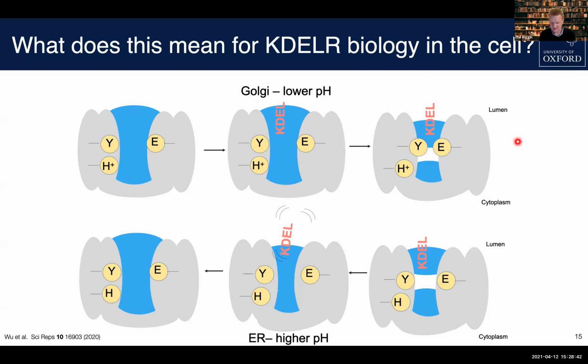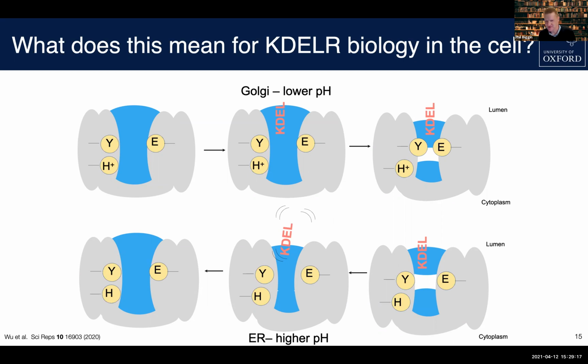Then there's a process which means that this will pick up COP2 and will then be formed into a vesicle and transported back into the ER. And when we're in the ER, we're back up at higher pH, and so this histidine will want to become deprotonated. That will then destabilize the short hydrogen bond, and that will allow the KDEL peptide to be released back into the ER. And then you can begin the whole process again. This can be shuffled out to the Golgi, and then you can pick up more KDEL receptors.